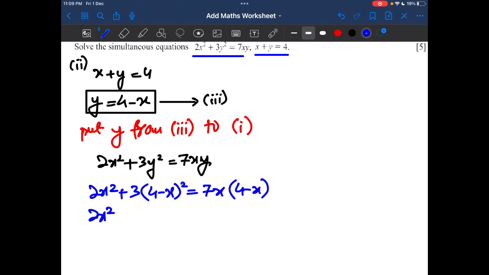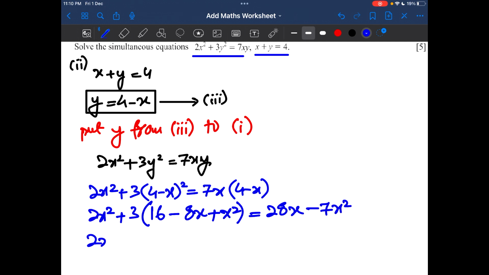I'm going to write 2x square. I'm not going to multiply this 3 into the bracket. First we need to expand the power. a square becomes 16, since 4 square is 16. Minus 2ab: 2 multiplied by 4 multiplied by x is going to be minus 8x. Then b square becomes x square. Now 7x multiplied by 4, 7 4s are 28x. 7x multiplied by minus x square becomes minus 7x square.